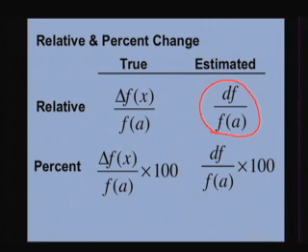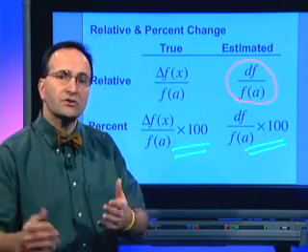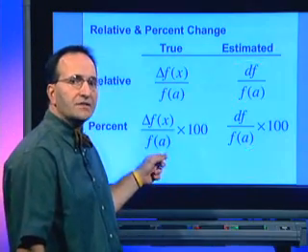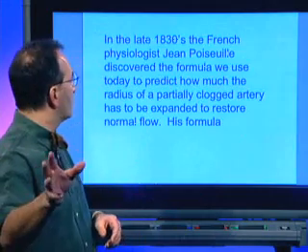For percent change, all you'll notice is that you multiply both of the relative changes by 100. And that's the relationship between the relative change and the percent change. Let's try an example of this. Let's say that we have the following word problem.